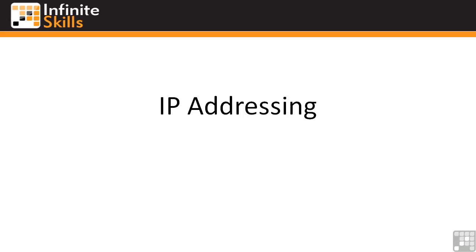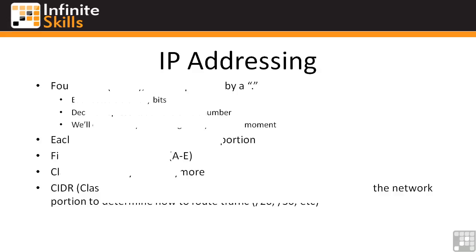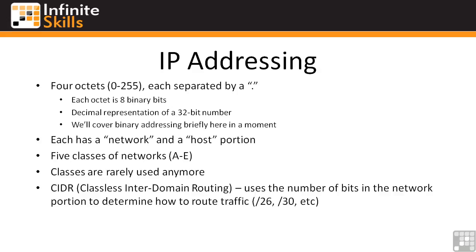We're going to discuss IP addressing in this video. First, we'll start off with a bit of a review. Now, you saw the slide when we discussed IP basics, IP fundamentals. IP addresses are 4 octets, 0 through 255 each separated by a period or a dot. Each octet is 8 binary bits, so a full IP address is a decimal representation of a 32-bit number.